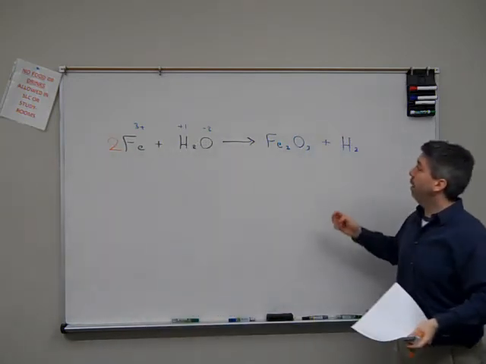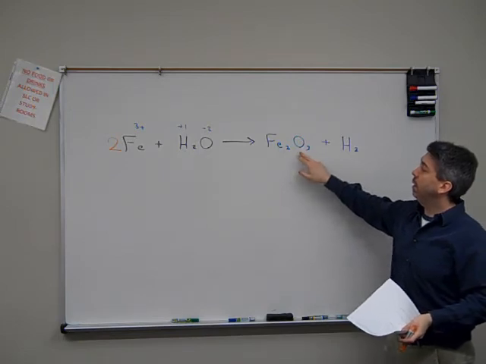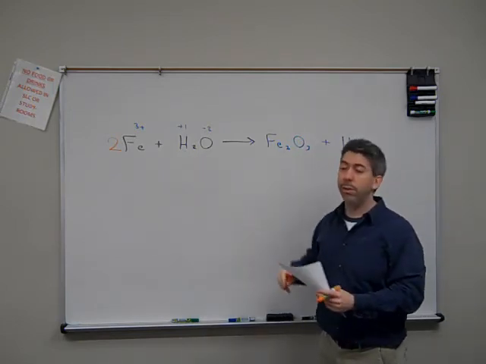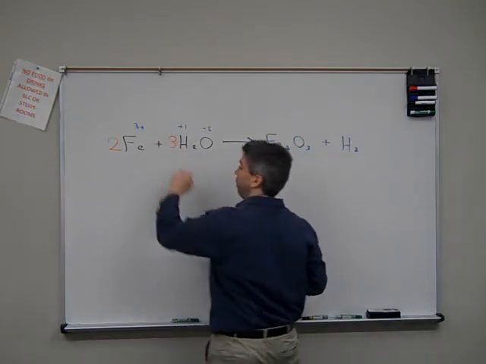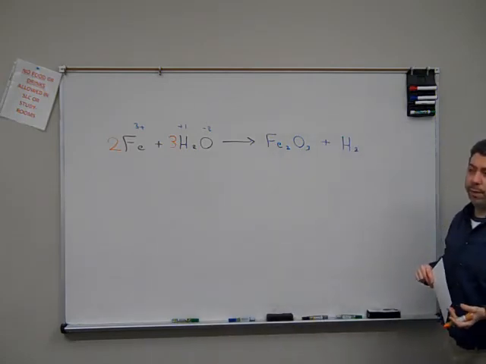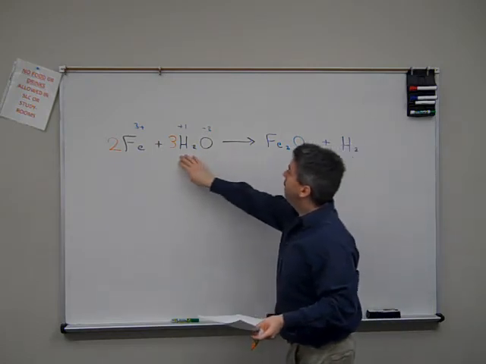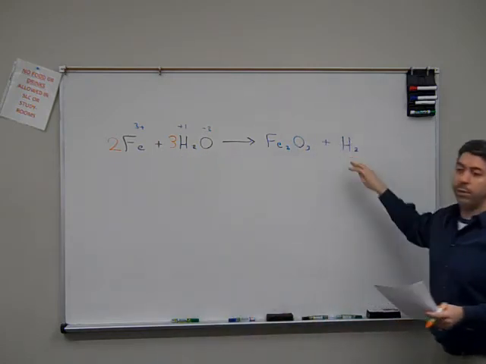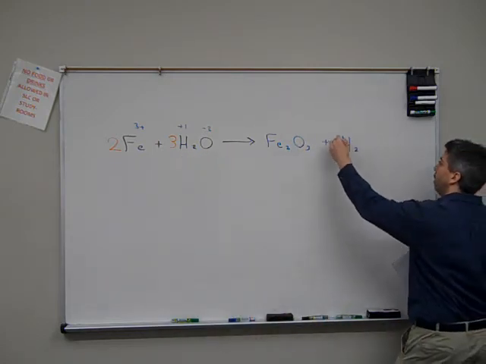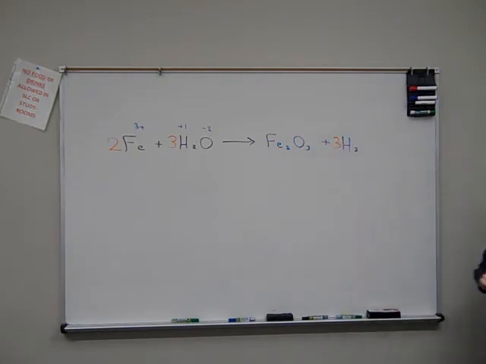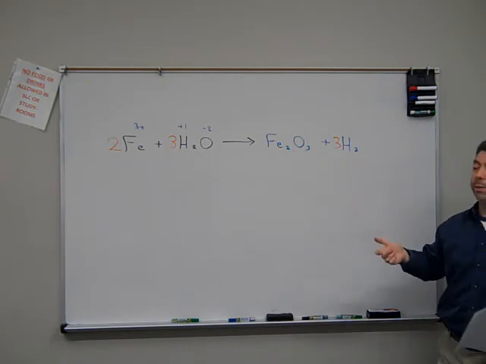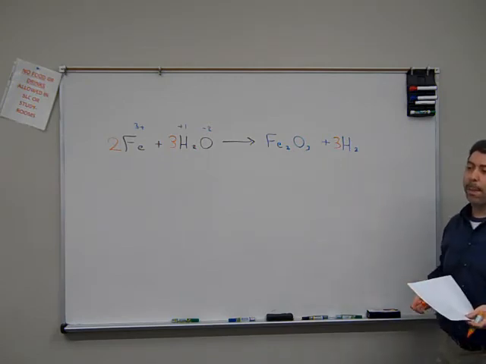And then I say, okay, I have 3 oxygens here, and I have 1 here, so I'm going to put a 3 in front of the water. And then I have 6 hydrogens here and 2 here, so I put a 3 in front of the hydrogen. 3 times 2 is 6. And then if I check each of those, you'll see that it's balanced.